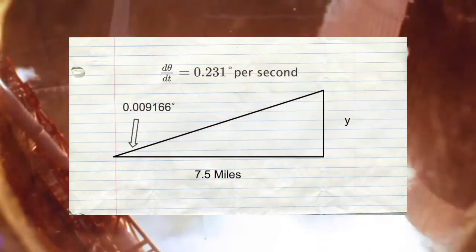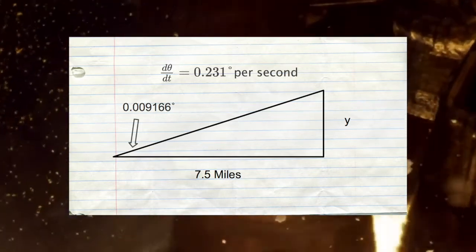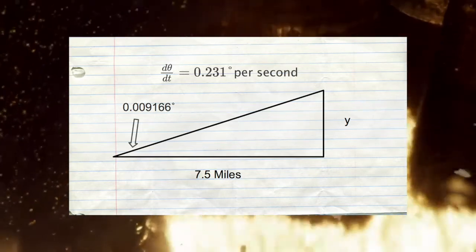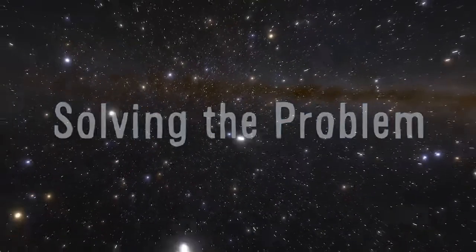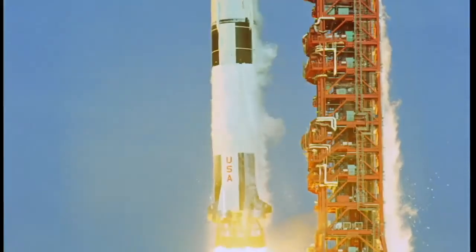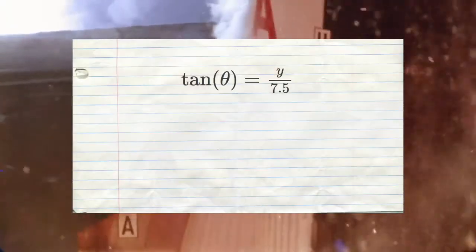Obviously, this triangle is not drawn to scale, but for visual purposes, here is what the triangle would look like. It's also important to note that we know the value of dθ/dt. The first thing we need to do to solve the problem is to find a relationship between theta and y, and we can find it using trigonometry. Tangent of theta is equal to y divided by 7.5.